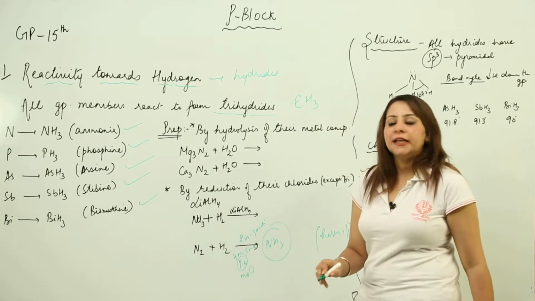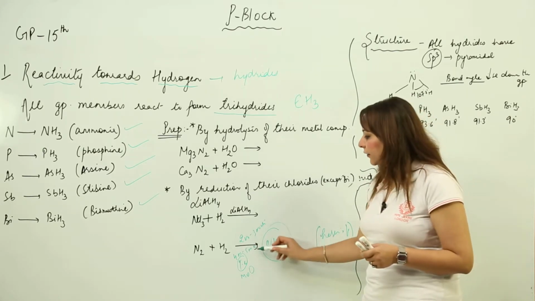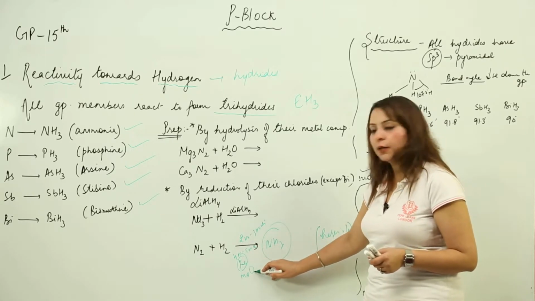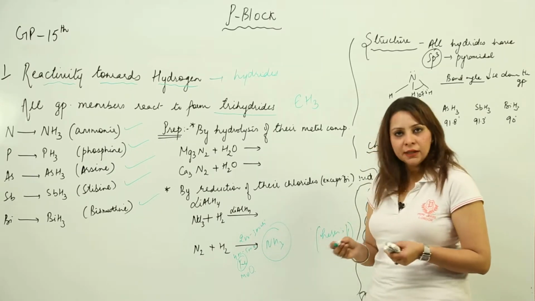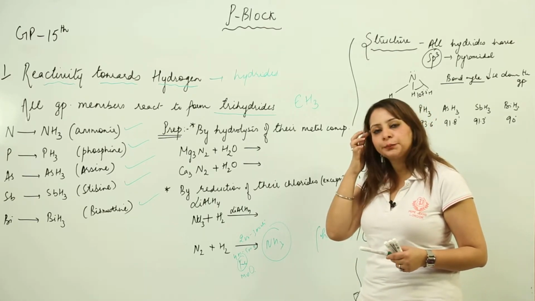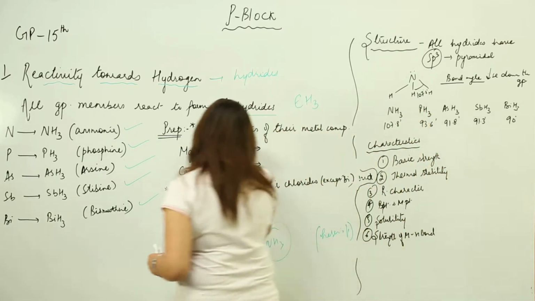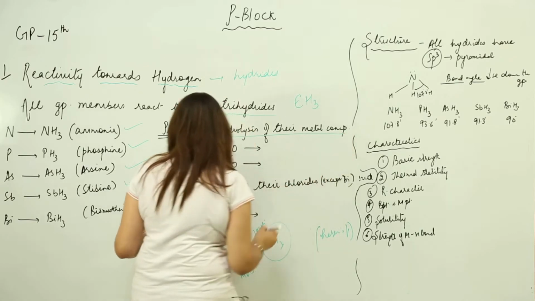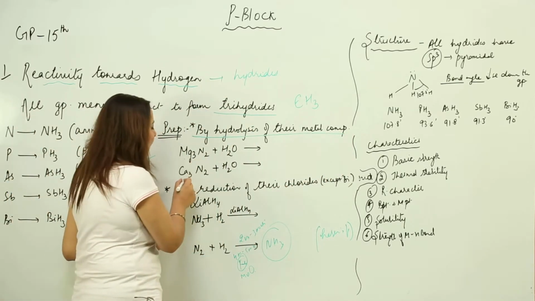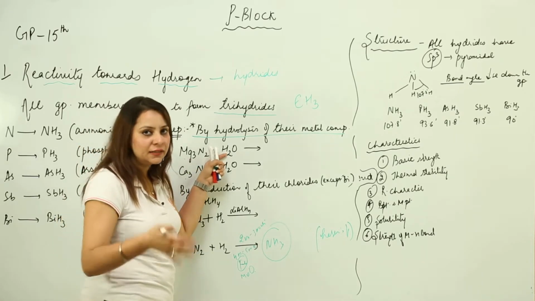So here you can see that N2 and H2 directly form ammonia under these given conditions: high pressure, high temperature, and in presence of catalyst iron and promoter molybdenum oxide. Otherwise we can also obtain hydrides not directly but indirectly, like by hydrolysis of their metal compounds. Let us say I have magnesium nitride or calcium nitride, I can just hydrolyze it, that is, in presence of water I can lyse it.